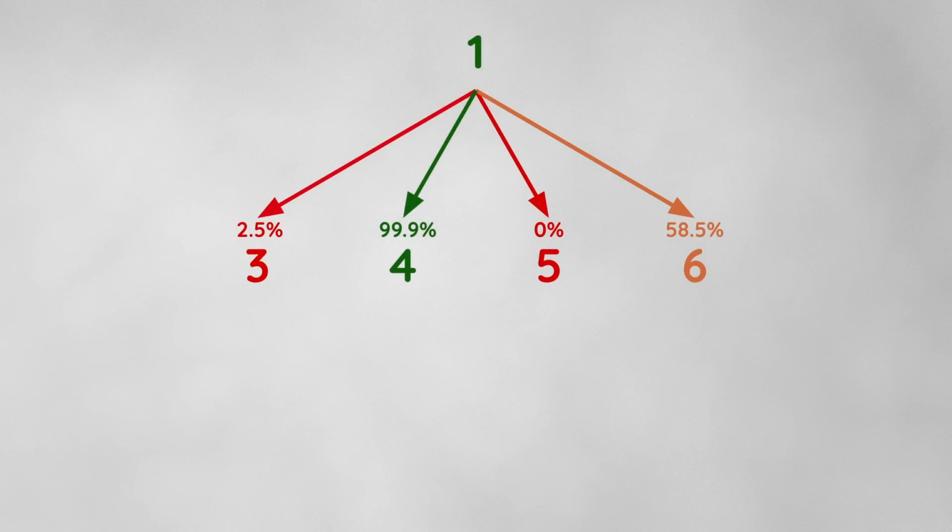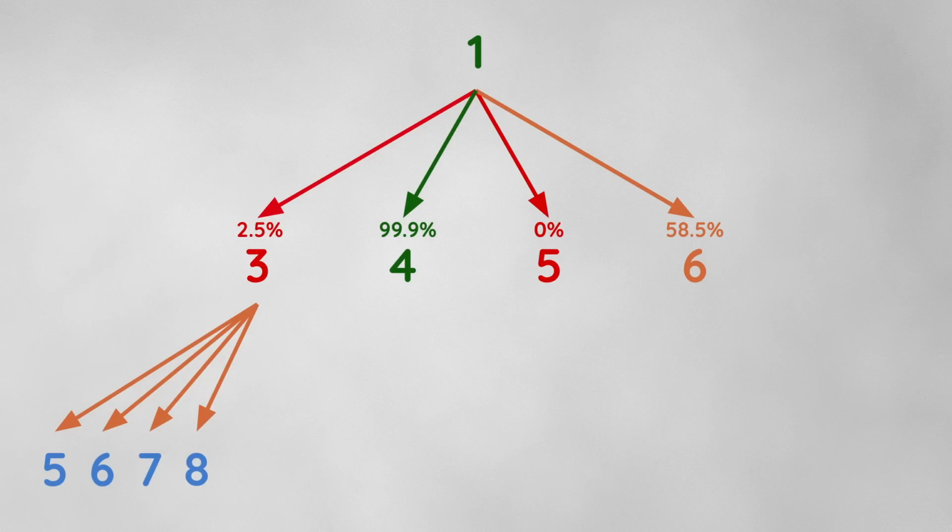Let's put all this together. An A press on frame 4 will almost always work. An A press on frame 6 will work just over half the time, whereas a press on frame 3 is very unlikely to work, and a press on frame 5 will never work. Now let's go on and see what happens on those rare occasions where 1-3 combinations work.